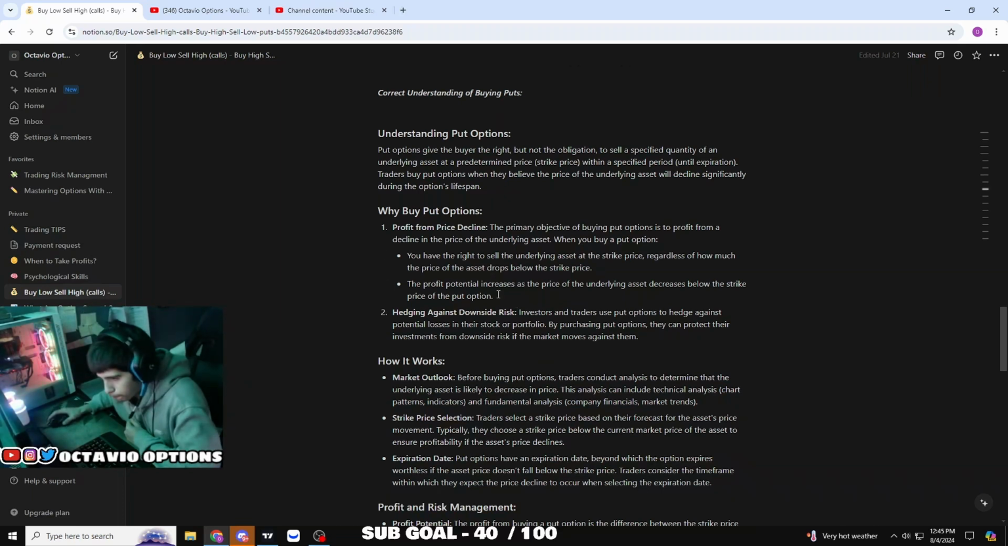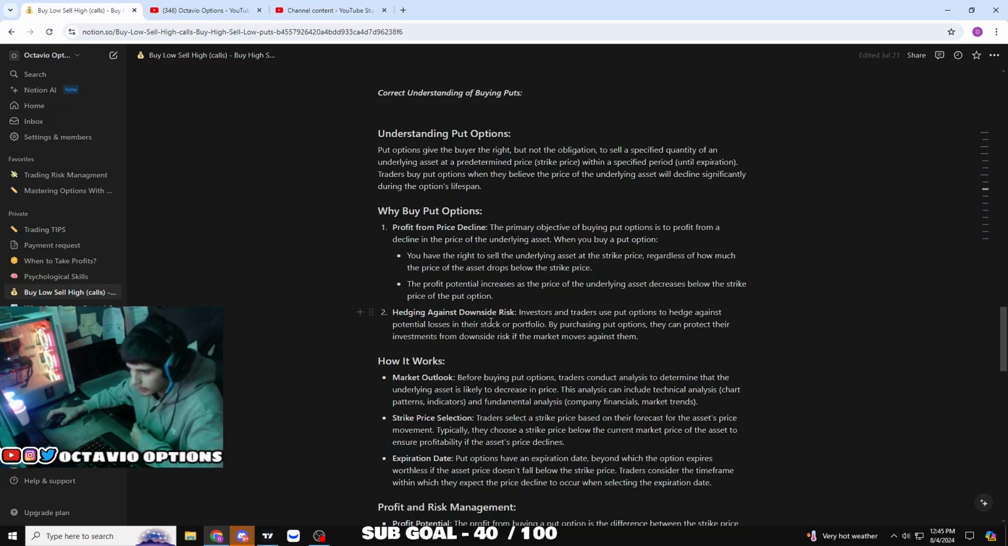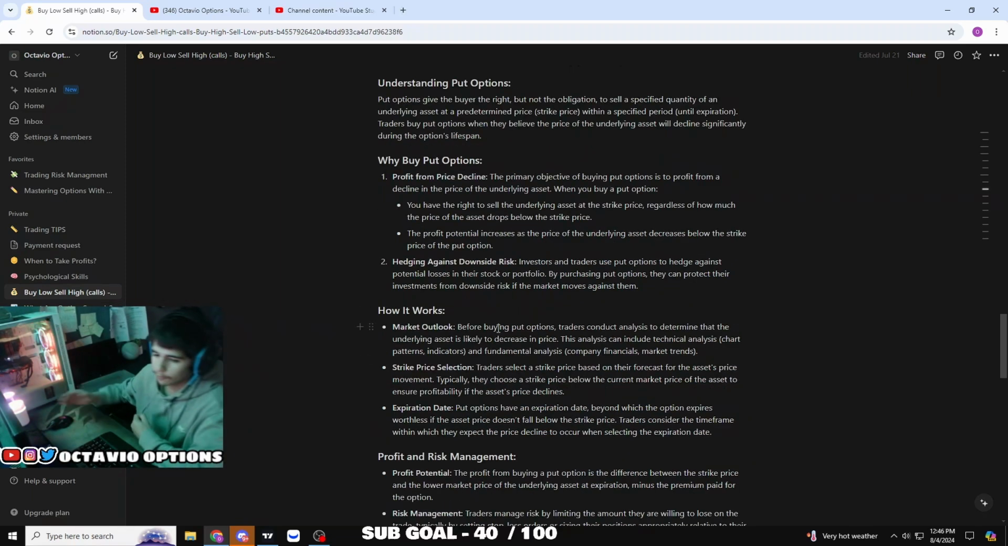It's puts, right? You have the right to sell the underlying asset at the strike price regardless of how much the price of the asset drops below the strike price. Same thing, it's just the other way around basically. Hedging against downside risk: investors and traders use put options to hedge against potential losses in their stock or option portfolio. By purchasing put options, they can protect their investments if the market moves against them. That's saying if you're thinking the market goes up and you buy a put.